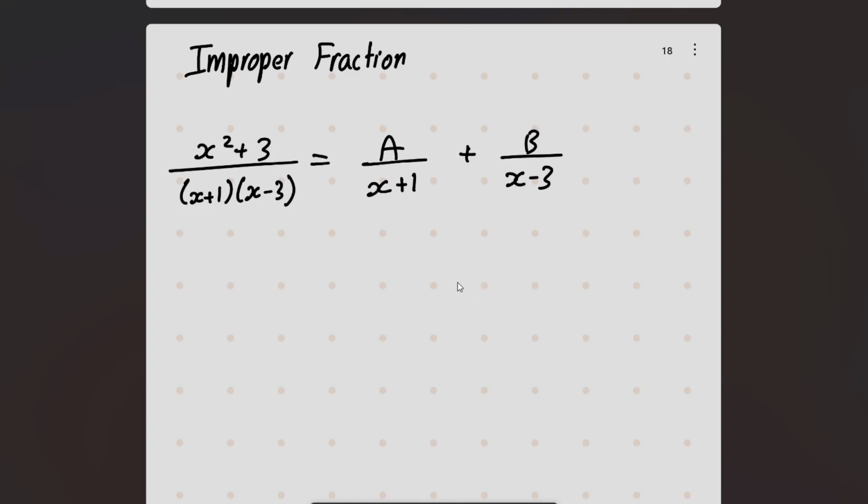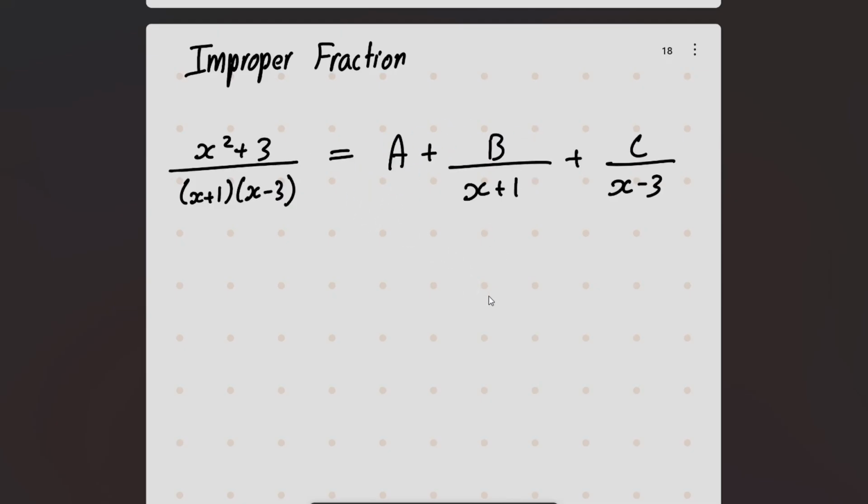So you might straight away say, okay, that's just A over x plus 1 plus B over x minus 3. And this is a mistake because you have to realize that if we multiply both of the x, you're going to get x squared. And since that is equal to the highest degree of the numerator, we must do something different. So usually to solve these sort of questions, they use polynomial division. So you're going to have x squared plus 3 as your dividend and x plus 1 times x minus 3 as your divisor. But that is going to take awfully too long.